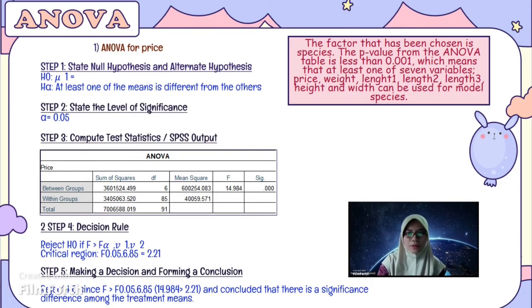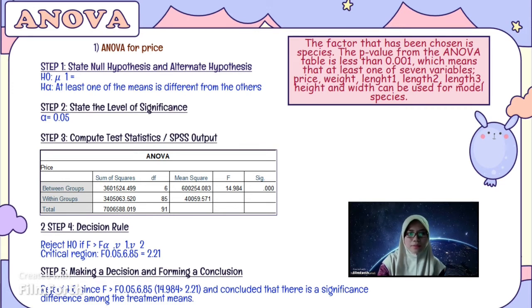The factor that has been chosen is species. The p-value from the ANOVA table is less than 0.001, which means that at least one of 7 variables, which are price, weight, length 1, length 2, length 3, height, and width, can be used to model species.